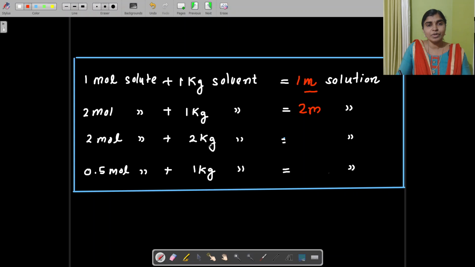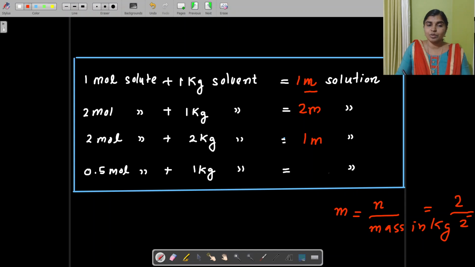If 2 moles are in 2 kilograms, the molality m is equivalent to the number of moles of solute divided by the mass in kilograms. So for the third case the number of moles is 2, and the mass of the solvent in kilograms is 2. So 2 by 2 becomes a 1 molal solution. And for the last one, 0.5 mole is dissolved in 1 kilogram of the solvent, and the molality is 0.5 molal, isn't it?